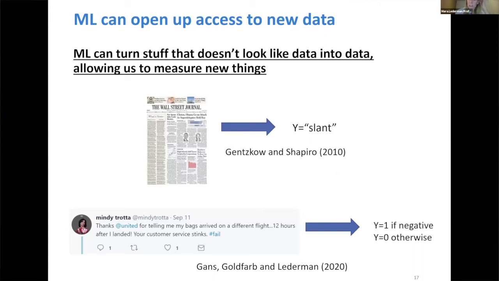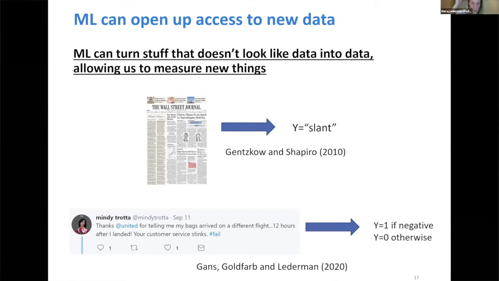The second way machine learning does this, and I put this in very simple language, but you'll see what I mean, is machine learning can turn stuff that doesn't look like data into data, allowing us to measure new things, right? So when we run regressions, everything needs to be a quantitative variable. That's how we do analysis, right? But machine learning can take something that we didn't have a way of incorporating in econometric analysis before, turn it into a quantitative variable, and then we can study it.